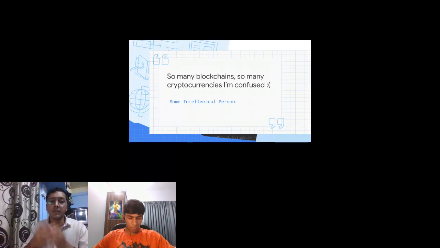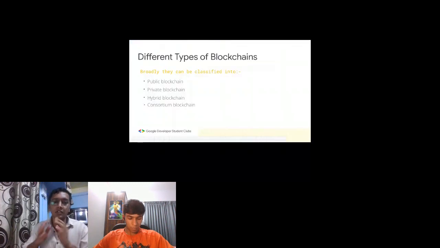So you may be confused. There are so many blockchains, so many cryptocurrencies. You might be just puzzled about it. Like, why is this? So theoretically, blockchains can be classified into four groups: public, private, hybrid, consortium.